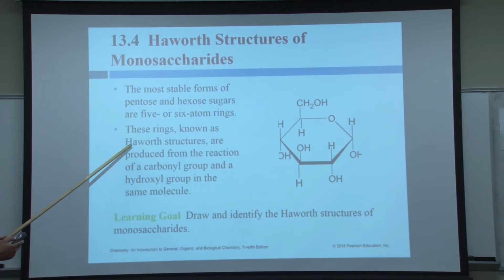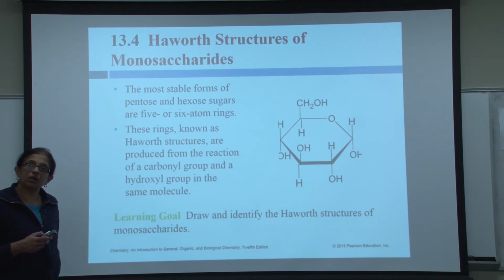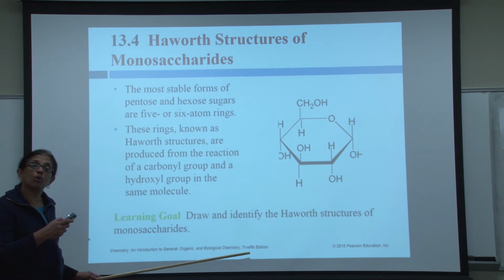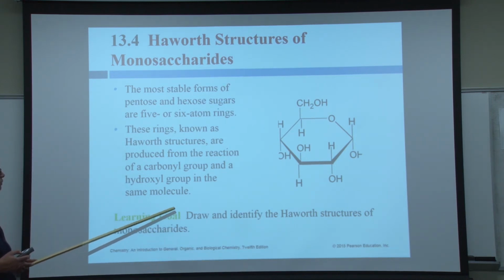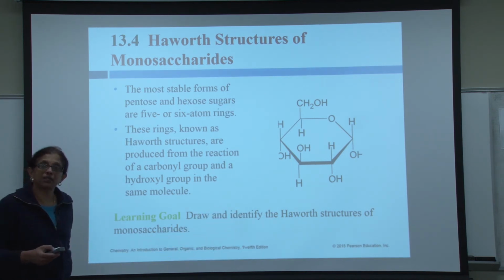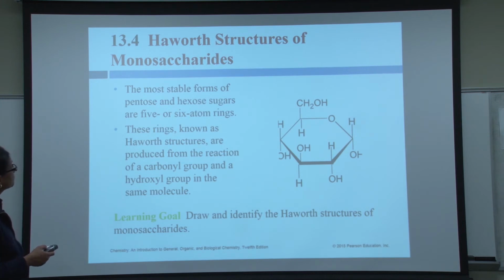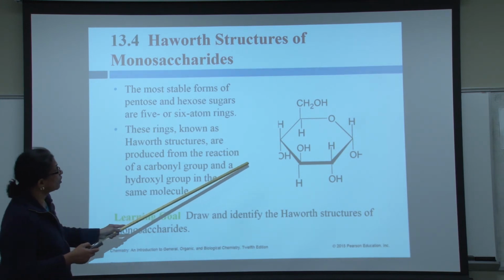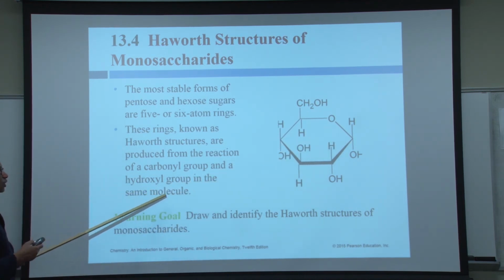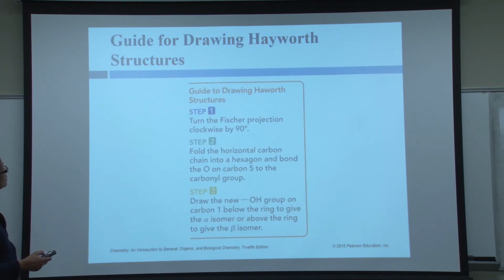These rings, known as Haworth structures, are produced from the reaction of the carbonyl group and a hydroxyl in the same molecule. So when we lay out these molecules as Fischer projections, they are the open structures. These are the ring structures, and the ring structures are more stable. So we will learn how to draw these structures from the Fischer projection. How do we get to the Haworth? That is the next step. And here you see that the carbonyl group and the hydroxyl in the same molecule are connected. So we'll see how that works out.